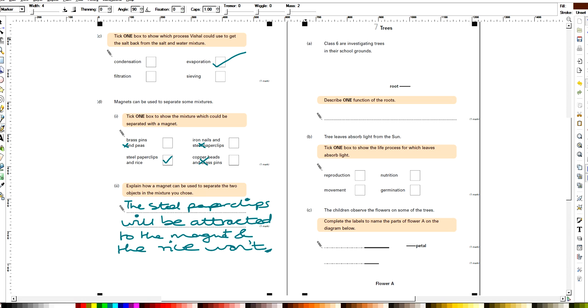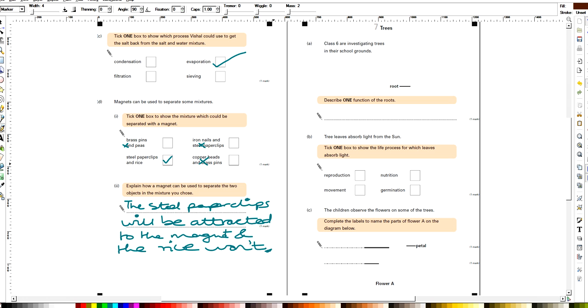Okay, done? Right, we've got one page left and then you're finished. Then we have a break. One page and one side. Question number 7, trees.